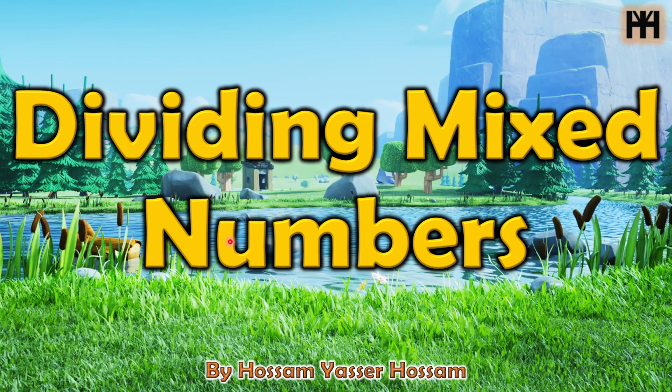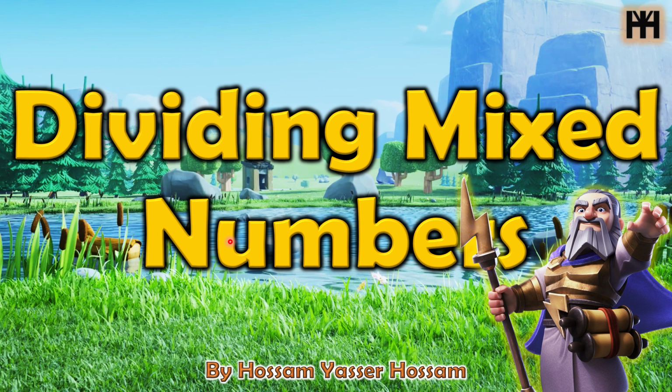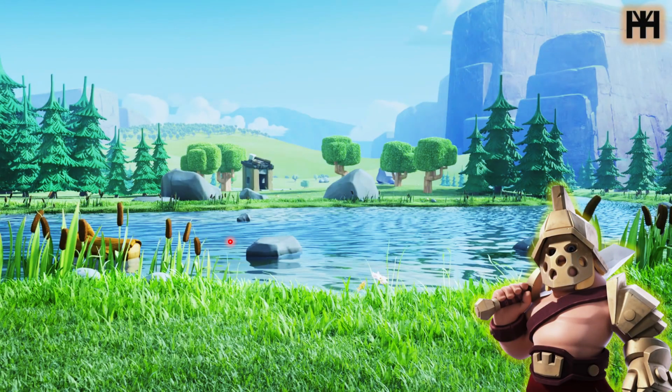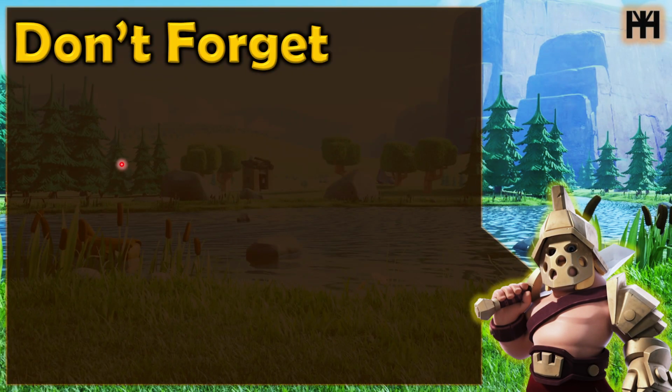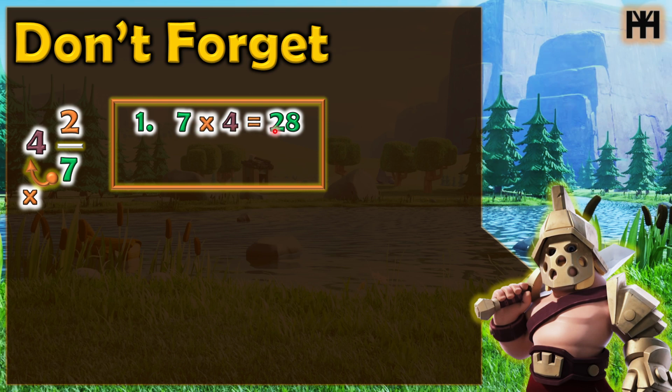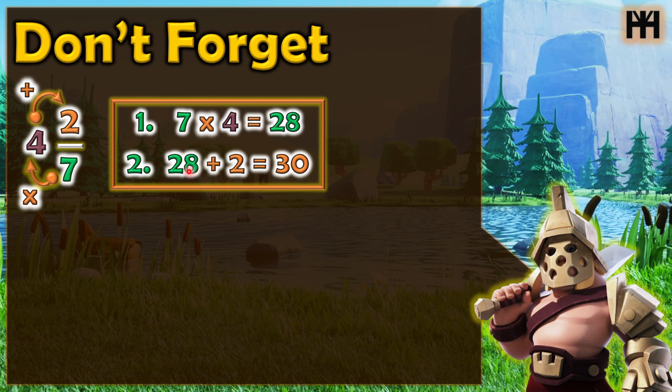Dividing mixed numbers. Don't forget, if we have 4 and 2 over 7, this is a mixed number here, and we want to turn it into an improper fraction. So first, we will multiply the 7 and the 4, so 7 times 4 is 28. Then add this 28 with the 2, so 28 plus 2 is 30. So 30 here will be our new numerator, so it will be 30 over 7.